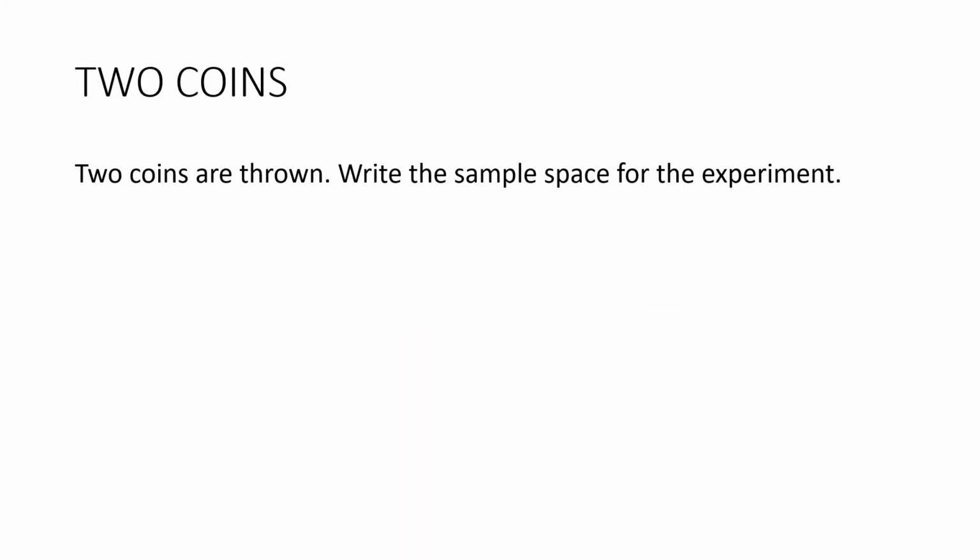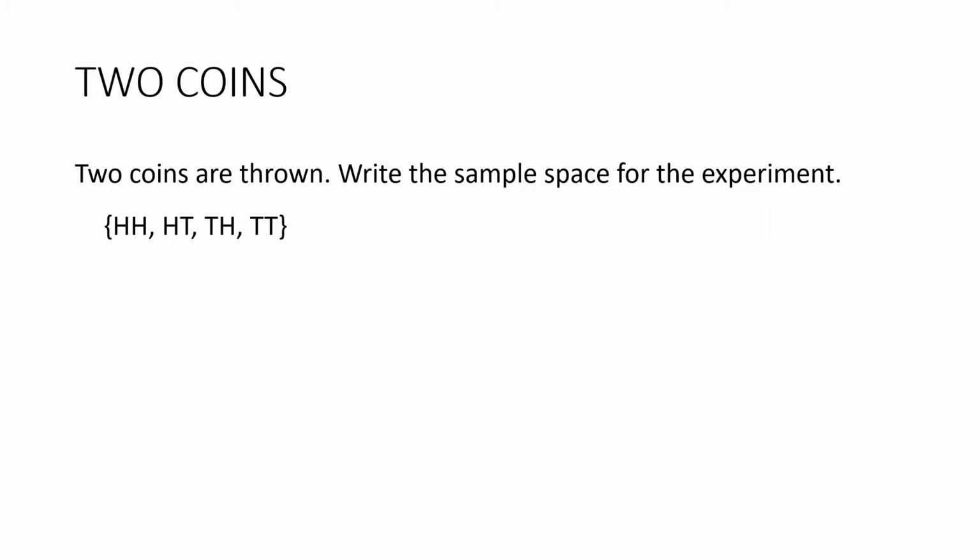Here's an example. 2 coins are thrown. Write the sample space for the experiment. So we could have 2 heads, head and a tail, tail and a head, or 2 tails. Now what do you think about these two? Are they the same or different? They're different because we've got 2 coins.